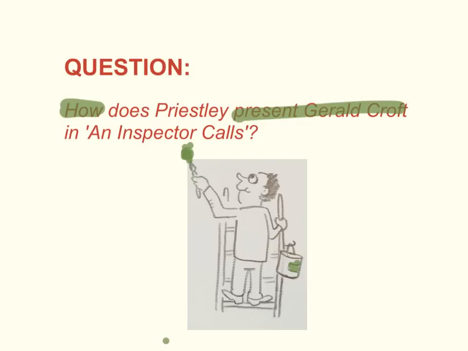How is he shown? And of course, common sense dictates that we highlight Gerald Croft because the whole question is about him. I mean, if there's some Herbert who's using this question as a springboard to explore their views and ideas on Mr. Birling, then they're going howlingly wrong, aren't they?